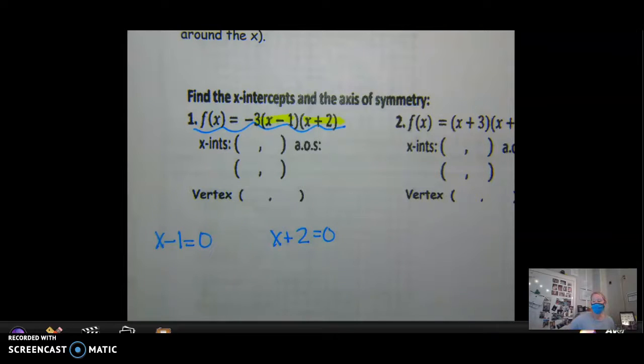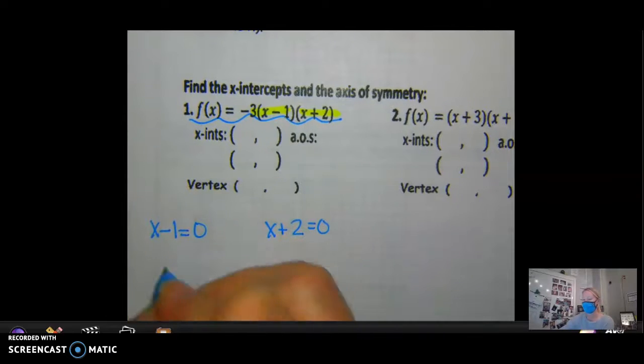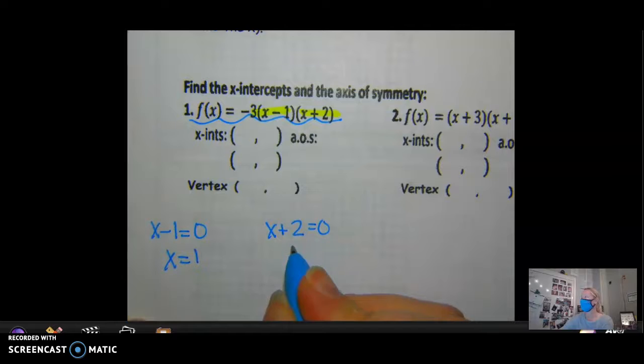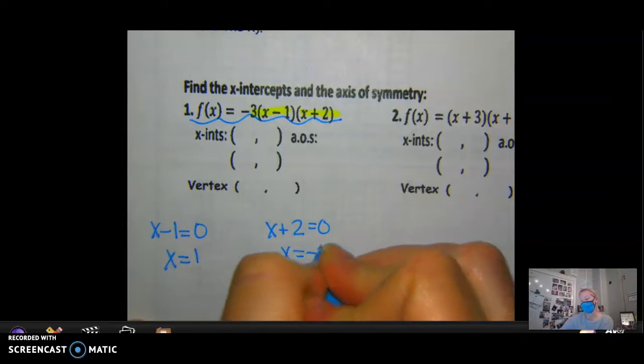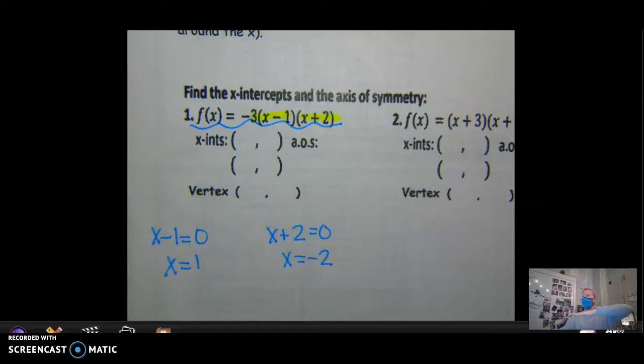Then you're going to solve for x. So what would x equal here on the first one? 1, because you add 1 to both sides. What would x equal here on the second one? Perfect. X equals -2. Those are actually your x-intercepts. So let's think about this. If it's crossing the x line at positive 1, what's your y value on an x-intercept? Does it go up or down at all if it's an x-intercept? No.